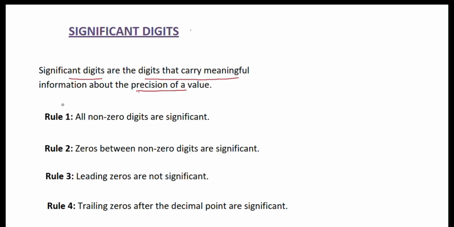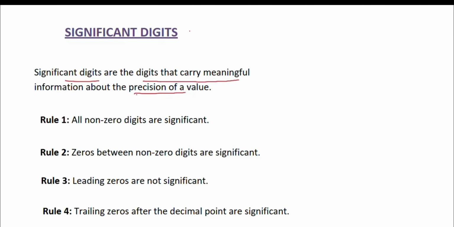Rule number one says all non-zero digits are significant. That means if I write 45875, there are five significant digits present here. Similarly, rule number two says the zeros occurring between non-zero digits are significant. That means if I write 200506, all six digits are significant here.